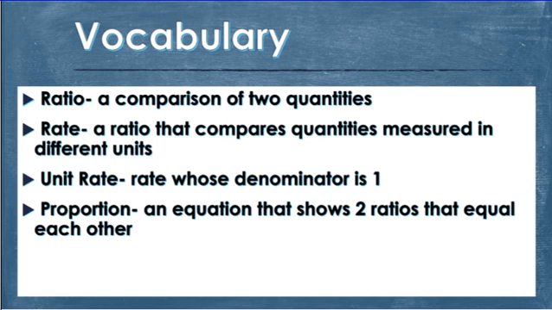And then a unit rate is just the rate whose denominator is 1. So an example would have been 1 foot equals 12 inches. And then we have proportion, an equation that shows two ratios that are equal to each other. So if I said 4/8 is proportional to 1/2, they mean they equal the same thing.